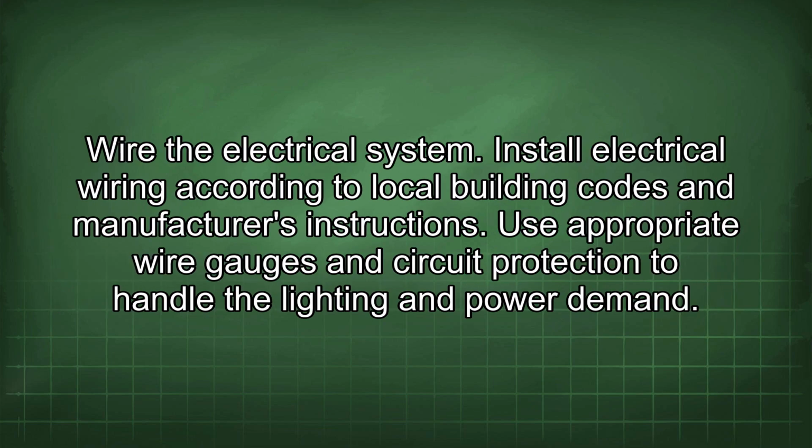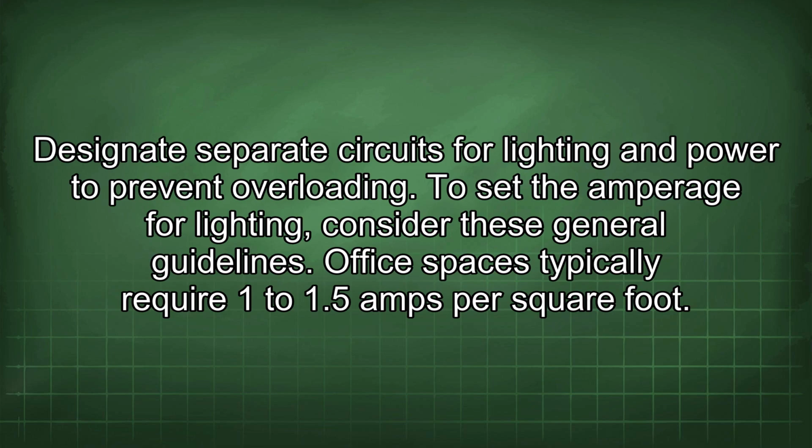Wire the electrical system. Install electrical wiring according to local building codes and manufacturer's instructions. Use appropriate wire gauges and circuit protection to handle the lighting and power demand. Designate separate circuits for lighting and power to prevent overloading.